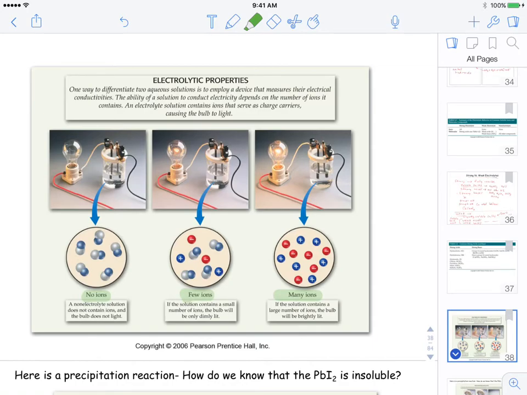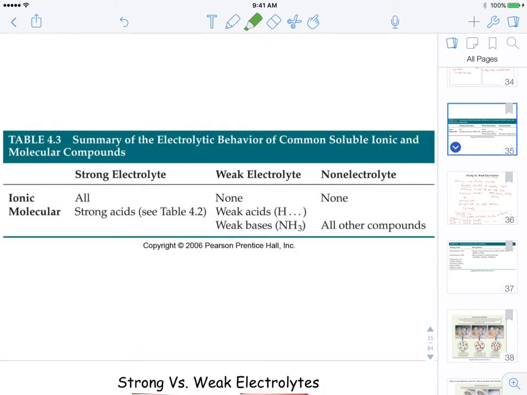Now, there was another slide missing. This talks about the difference between strong electrolyte, weak electrolyte, and non-electrolyte. If you're ionic, you're always a strong electrolyte as long as you dissolve and you're soluble. If you're molecular, you could be a strong electrolyte if you're a strong acid, but you could also be a weak electrolyte if you're a weak acid or base. And then you could be a non-electrolyte if you're any other type of molecular substance.